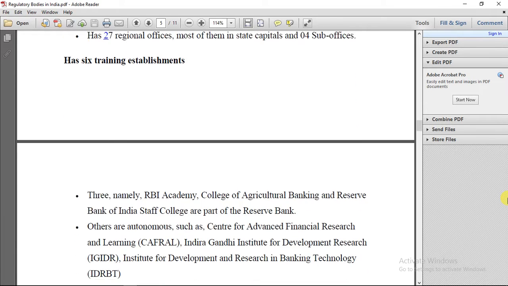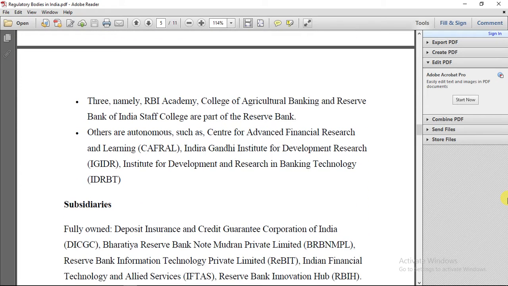Now it has 6 training establishments, 3 namely Reserve Bank of India Academy or RBI Academy, College of Agricultural Banking and Reserve Bank of India Staff College are the part of RBI, and others are autonomous like Center for Advanced Financial Research and Learning, Indira Gandhi Institute for Development Research, Institute for Development and Research in Banking Technology.